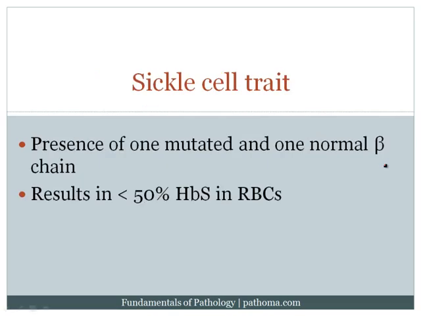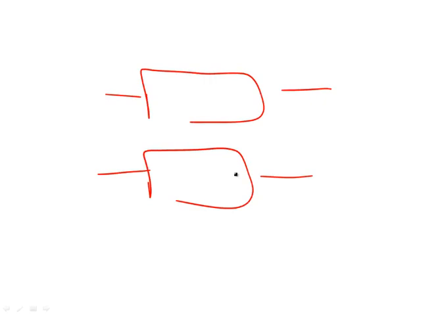If a patient only has one mutated beta gene, then we call that sickle cell trait. And you'll have to go back and remember that we've got two beta genes, and this is beta S, and this is beta, the normal beta. So this patient has one mutated gene and one normal gene.